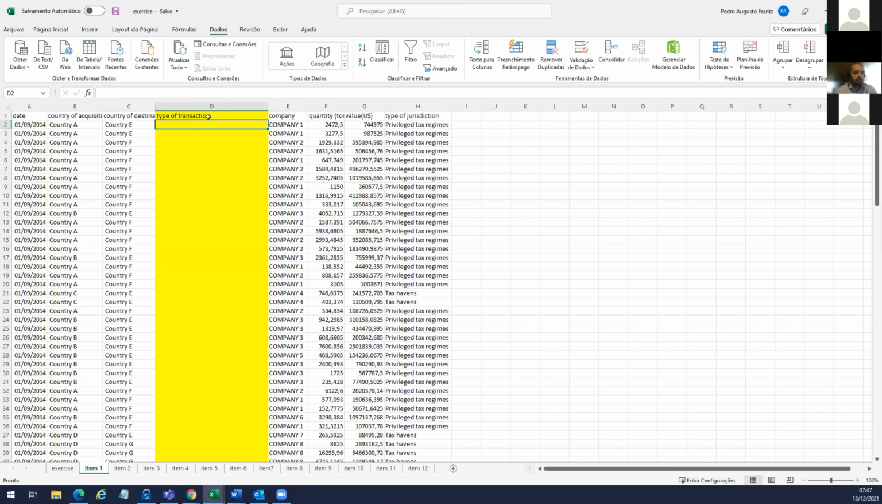Here you can use the formula IF. In English it is IF, in Portuguese it is SE. If the country A is equal to country E, it is direct. If country A is different from country E, it is indirect.